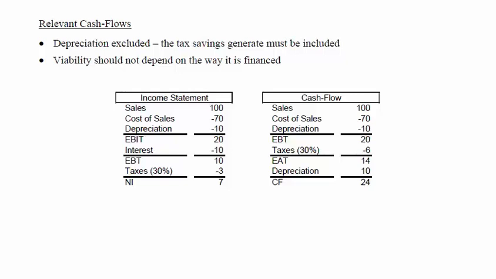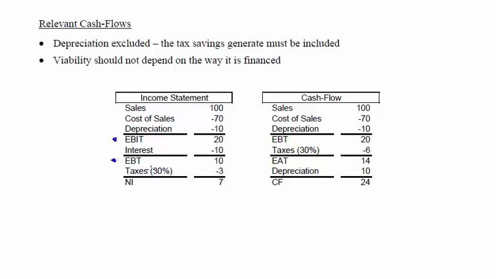So we have here on the left an example of an income statement for a given year, in which we have the main accounts related with the income statement. We start with sales. We subtract the cost of sales, then we subtract depreciation, and we obtain what we call the earnings before interest and taxes, which in this case is 20 units. We assume that there is a loan and we have to pay interest on that loan in the amount of minus 10 units. Subtracting the interest, we obtain the earnings before taxes.